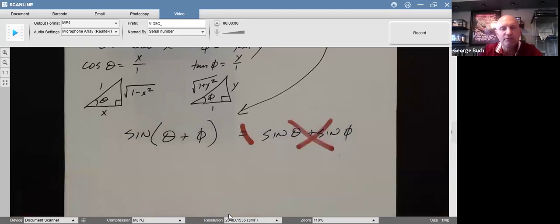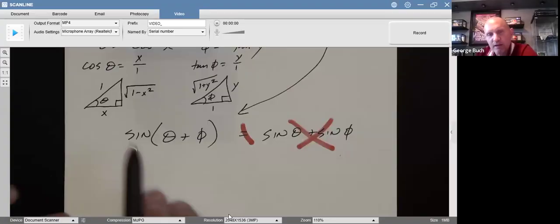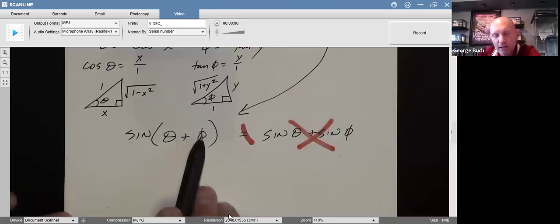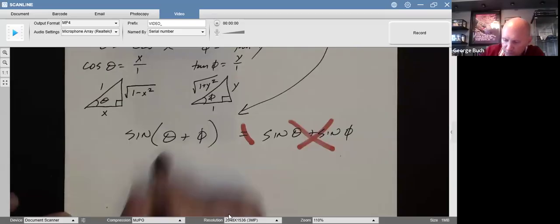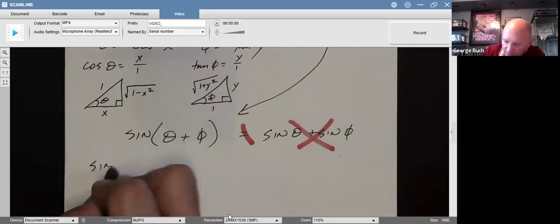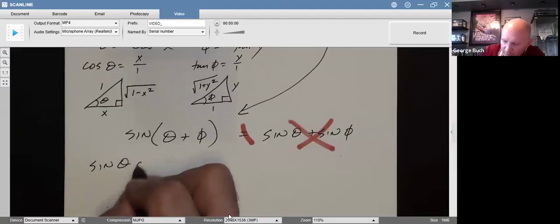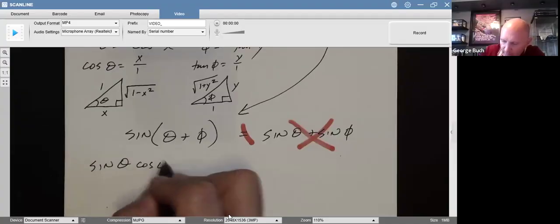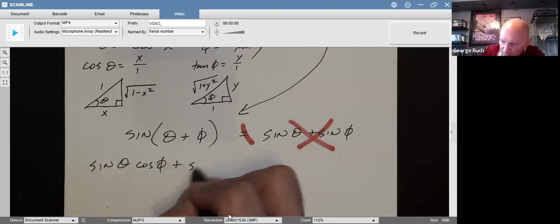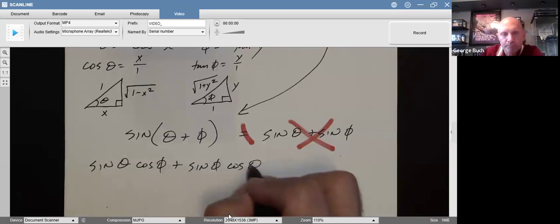Sine is a function. It's like if I have a square root function, I don't just start distributing the square root to everything. You can't do that. Same thing here. This is not sine of theta plus sine of phi. I'm going to distribute sine? No, you can't distribute functions. This is my sum and difference formula, which means what? Sine of theta cosine phi plus sine of phi cosine theta.